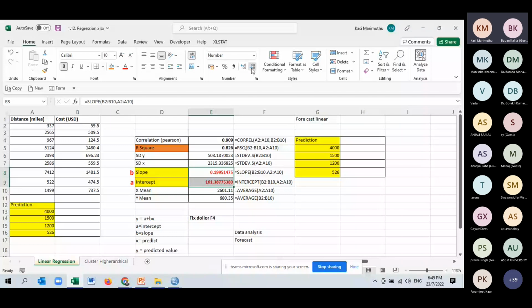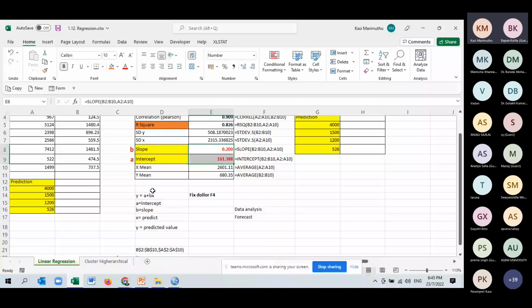Okay. So this is one way we can compute this equation and go for a prediction. We can substitute the A value and B value and the X of 4,000 miles. We can come to know the expenditure for this. Okay. Shall we work this out? Yes, sir.